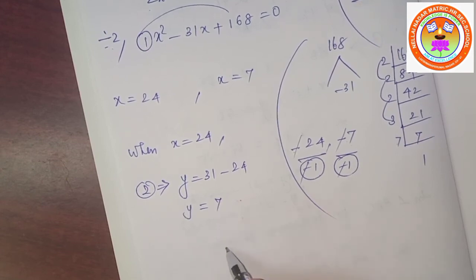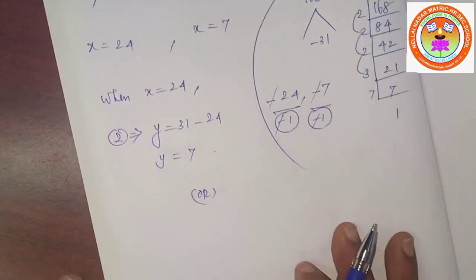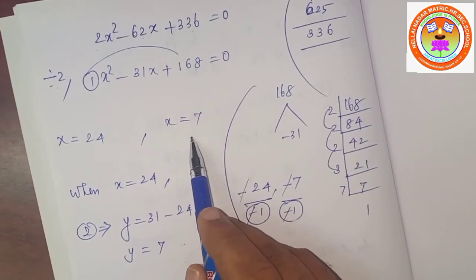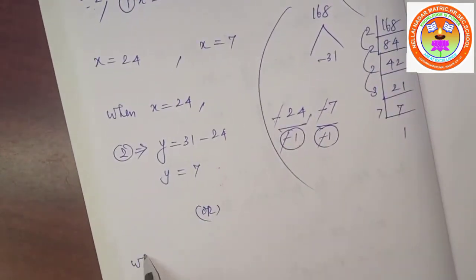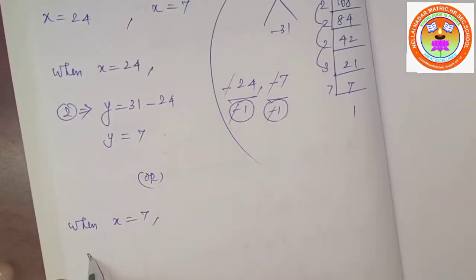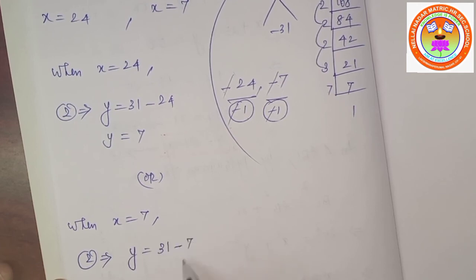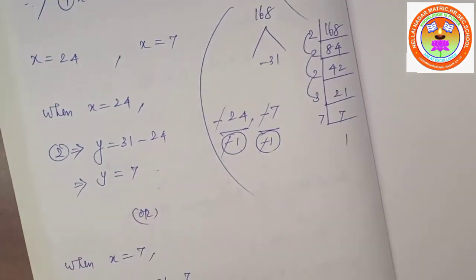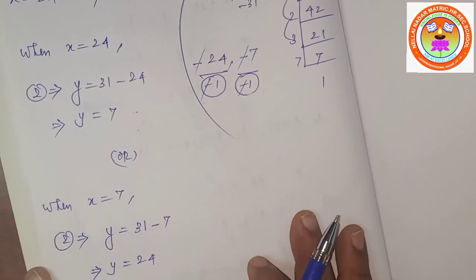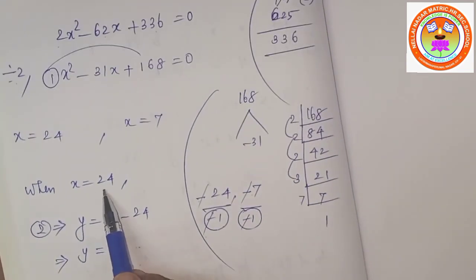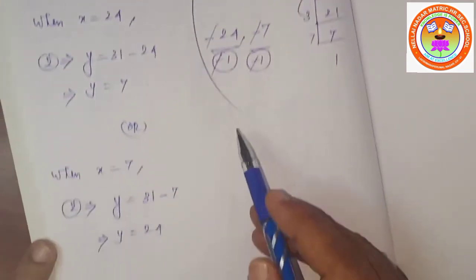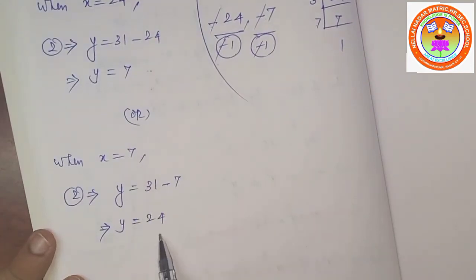Or I take x equal to 7 now. When x is equal to 7, the same equation number 2 implies y is equal to 31 minus x. What is the value of x? That is equal to 7. So 31 minus 7 is equal to 24. So if we consider x as 24, y value is 7. If we consider x equal to 7, y value is 24.